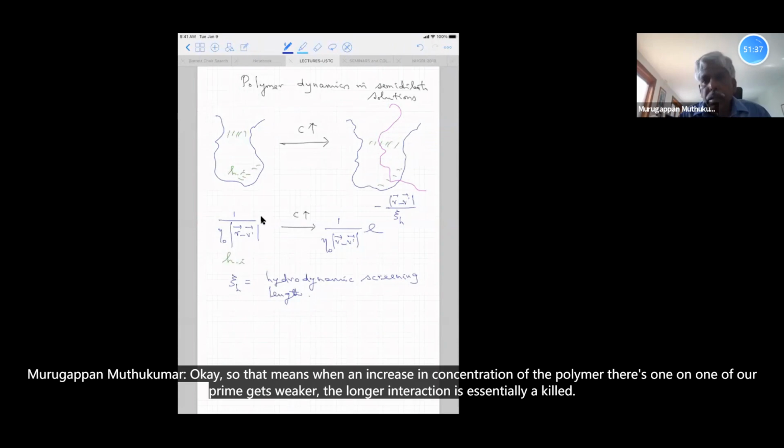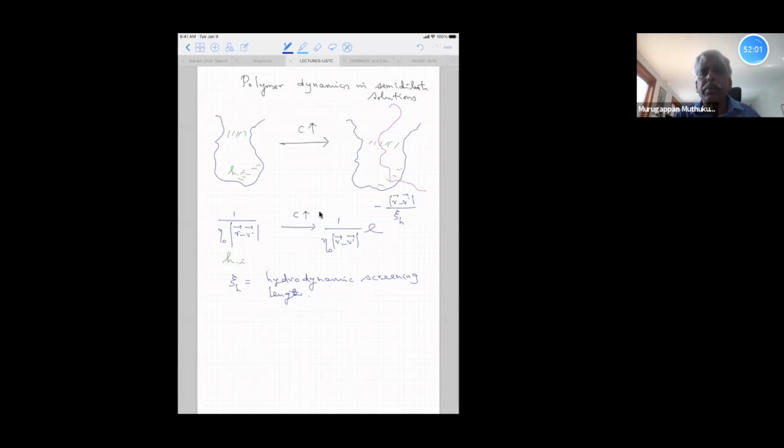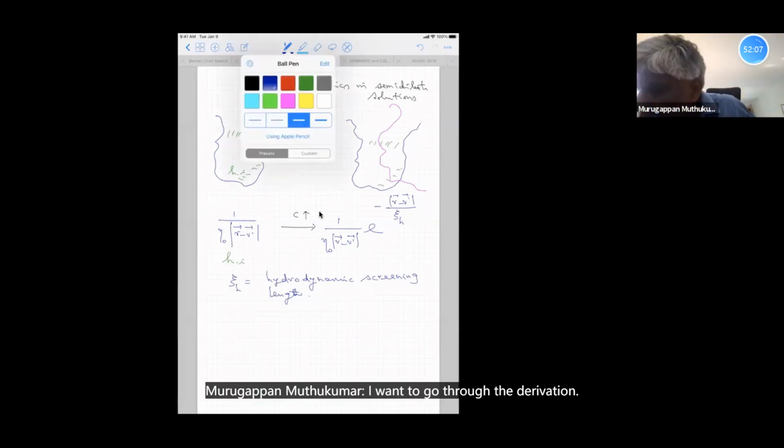So that means when I increase the concentration of the polymer, this 1 over r minus r prime gets weaker. The long range interaction is essentially killed. If the hydrodynamic screening length is short, then it is as if there is no hydrodynamic interaction. That can happen if the concentration is high enough. And we can show this, but I will not go through the derivation.